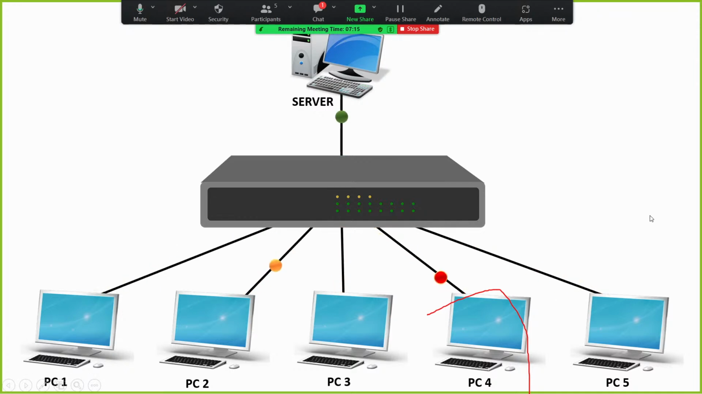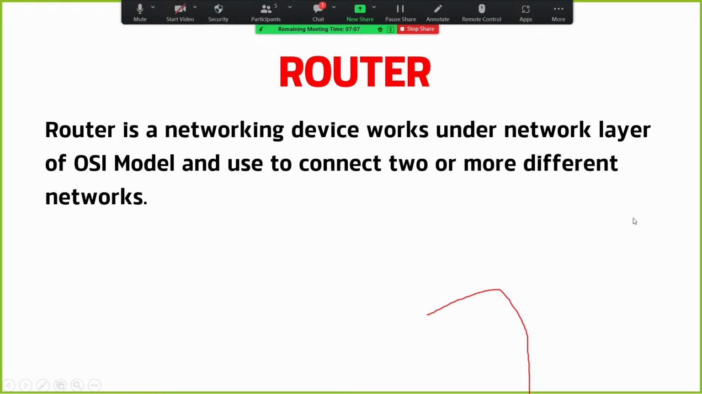Now let's move on to the next slide. It's time for the router. All right. Router is a networking device, works under network layer of OSI model, and is used to connect two or more different networks.